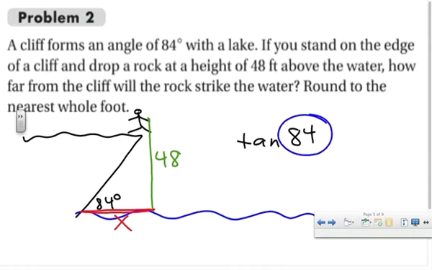You might want to make a note to yourself that what you're taking the trig ratio of must always be an angle. Very frequently, one of the mistakes that I see students make is trying to take the tangent of a side. You can't do that. The definition says tangent of angle A, sine of angle A, cosine of angle A. You can only take the trig ratio of an angle. So tangent of 84, well, the definition of tangent is opposite over adjacent. So what's on the other side of my equal sign? The 48 over x.